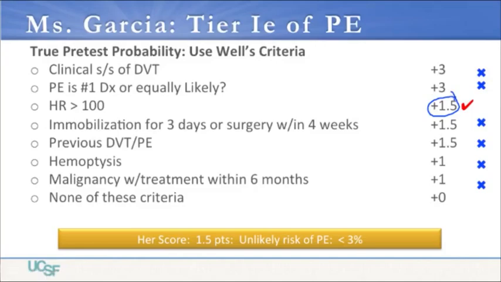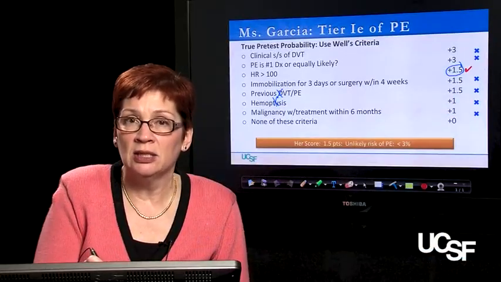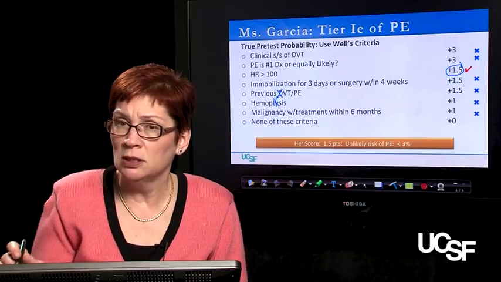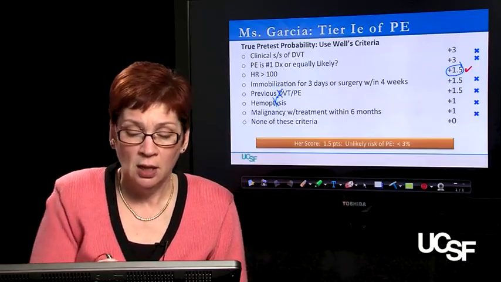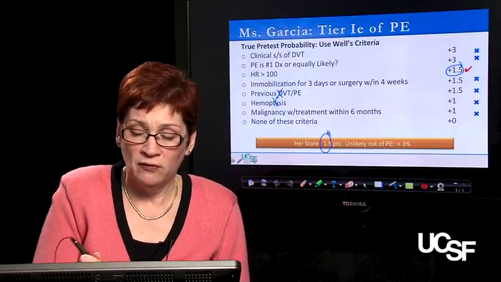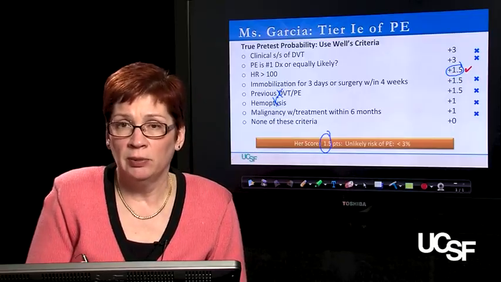She had not been immobilized or had surgery within 4 weeks. No previous history of DVT, no hemoptysis. And malignancy with treatment within 6 months, we were considering malignancy as part of her differential diagnosis, but we don't know it to be true. So by using this criteria, she would not get points for that. So her score, in contrast to Ms. Triglione, is 1.5 points, and therefore she has a very unlikely risk of pulmonary embolus.